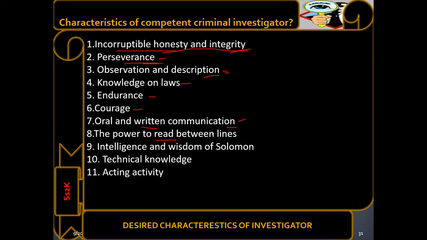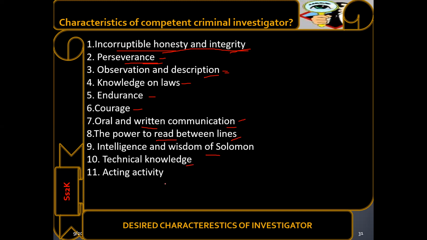Then the power to read between the lines, the ability to interpret words and phrases, especially in investigation. Then intelligence and the wisdom of Solomon, that is the capacity of the investigator to decipher falsehood from truth, separate grain from chaff. Eka nga, kaya mong i-determine kung sino nagsasabi ng katotohanan at kung sino nagsasabi ng kasinungalingan. Then you have also technical knowledge, the capability of the investigator regarding the use of firearms, defense tactics, and the likes. Dahil ito po importante rin pagka yung suspect ninyo ay lumaban.